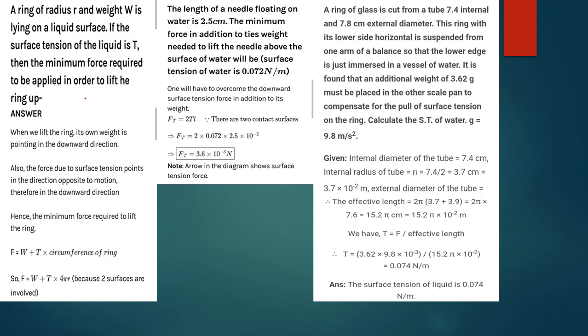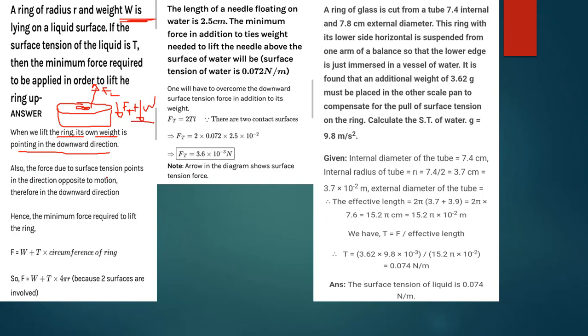So you know, if you have the surface, okay, and you have the ring, okay, so that is the surface and there is a ring there. So the minimum force required to be applied to lift: for the lift force, remember you have to overcome the force of surface tension plus the weight. Okay, so when we lift the ring, its own weight is pointing downwards.